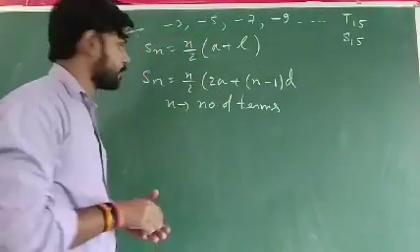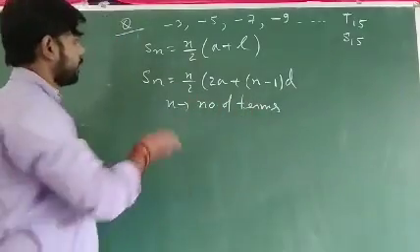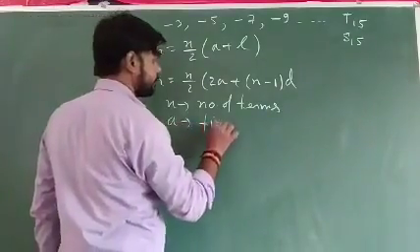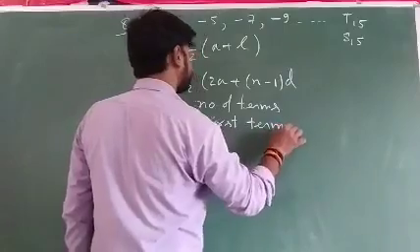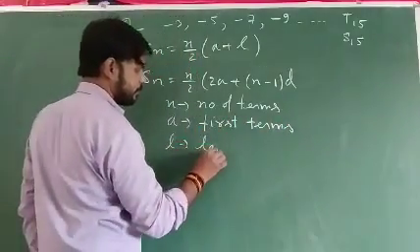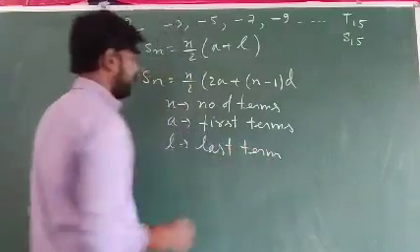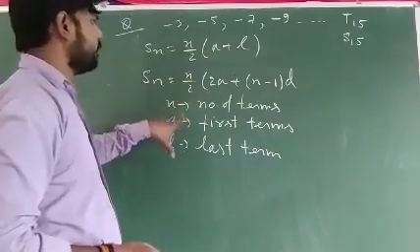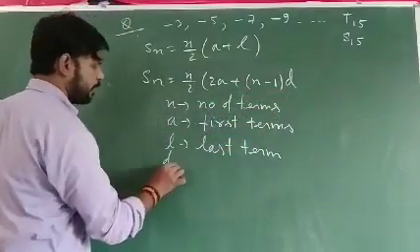Okay. Now n will be known as the number of terms, a can be written as the first term, and L stands for the last term. In this formula we have already mentioned n, and d will be the common difference.